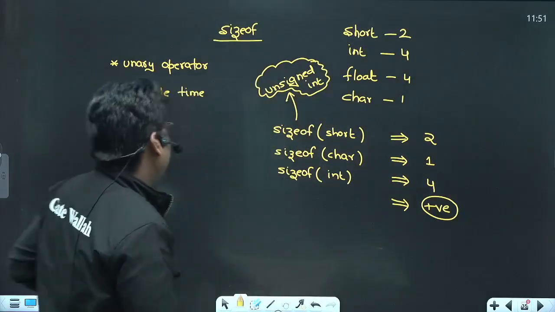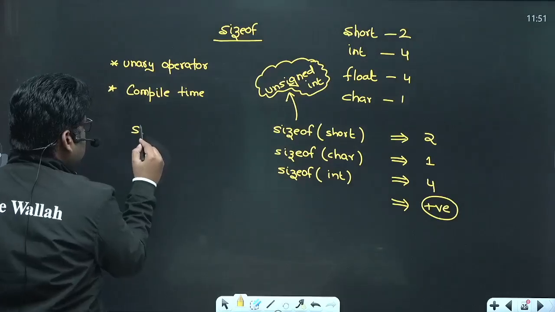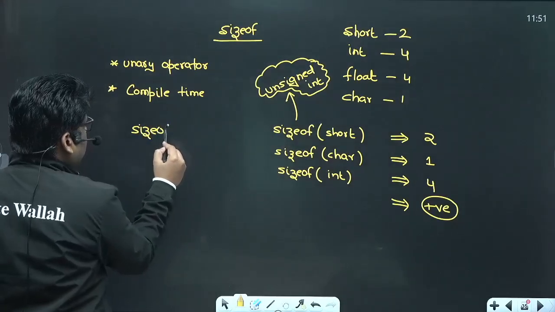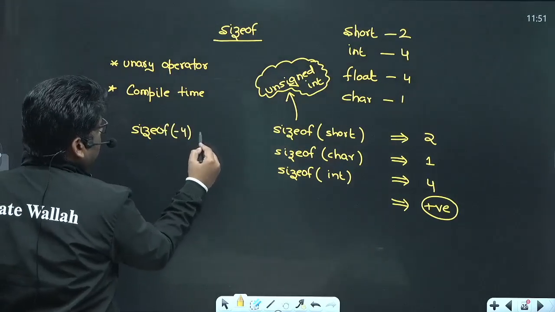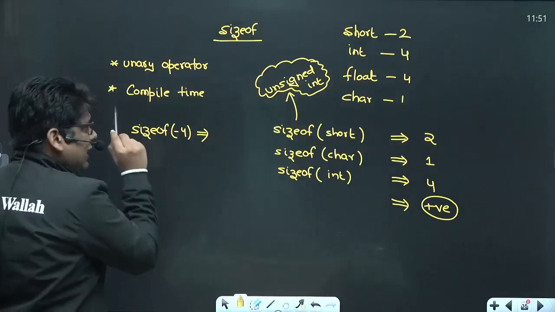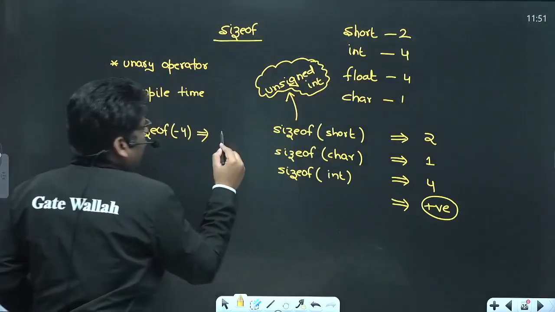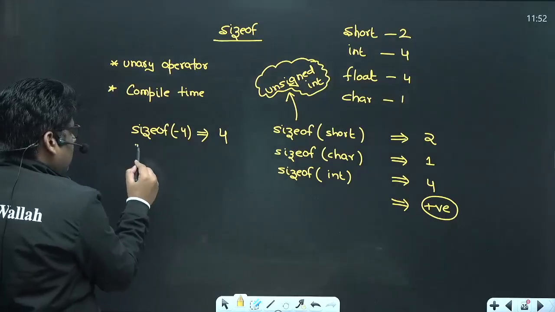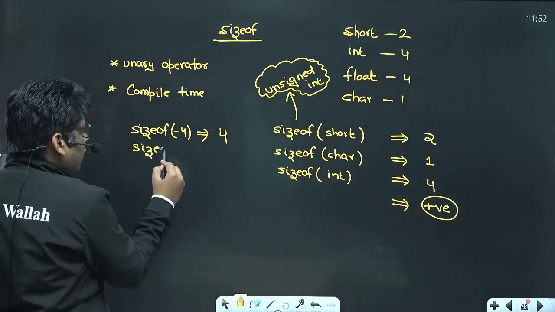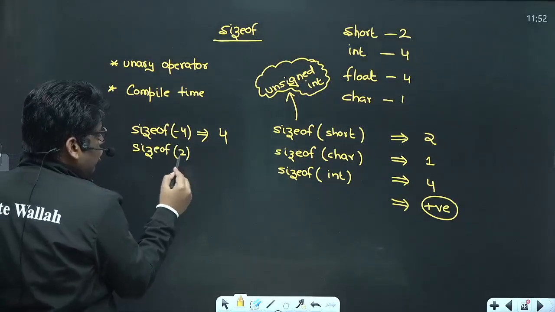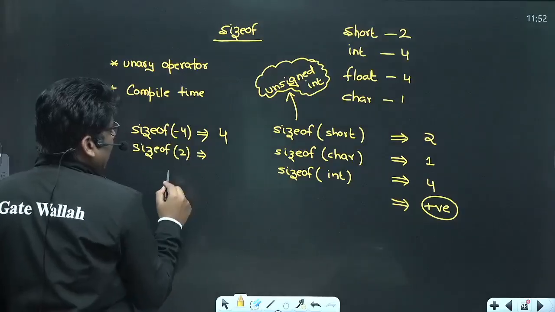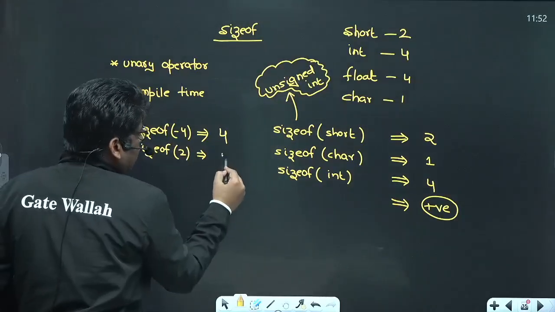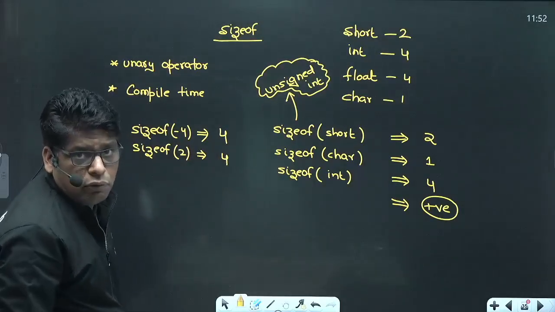Sir, sizeof -4. See, -4 is an integer and an integer occupies 4 bytes. So the result is 4. Sizeof 2. So 2 is an integer and the size of an integer is 4. That's why the size is 4.